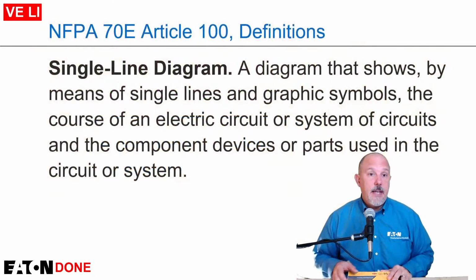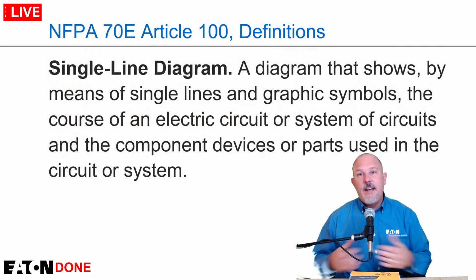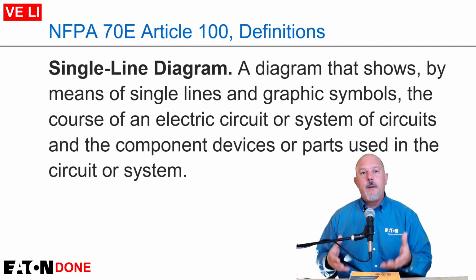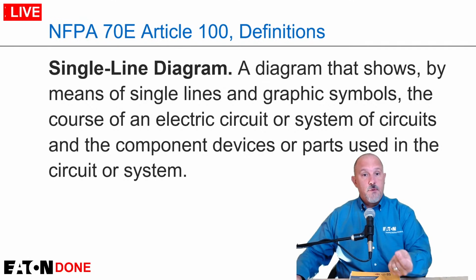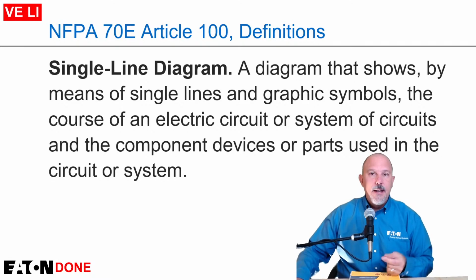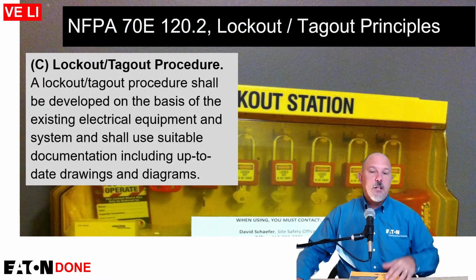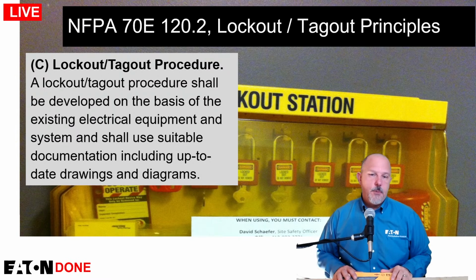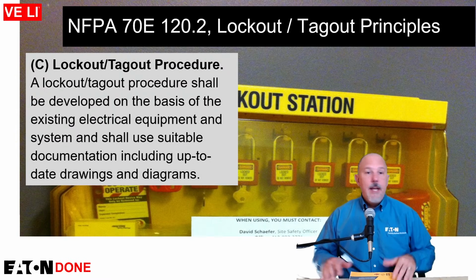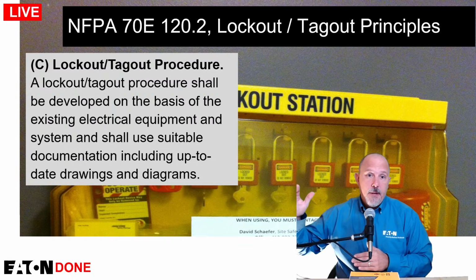Let's take a look at 70E. 70E offers a definition: a diagram that shows, by means of single lines and graphic symbols, the course of the electric circuit. Why do I need to know that course of the electrical circuit? I'll tell you why. Because I have lockout, tagout procedures in 120.2. The definition doesn't have a requirement.